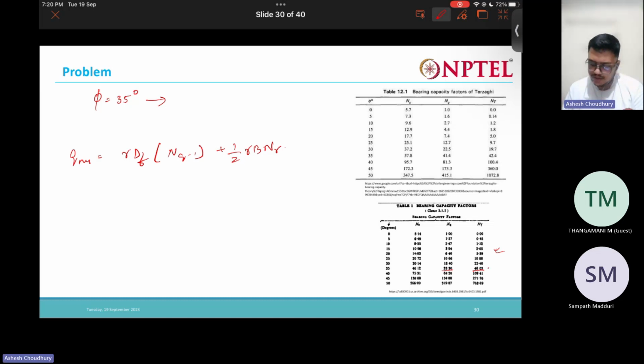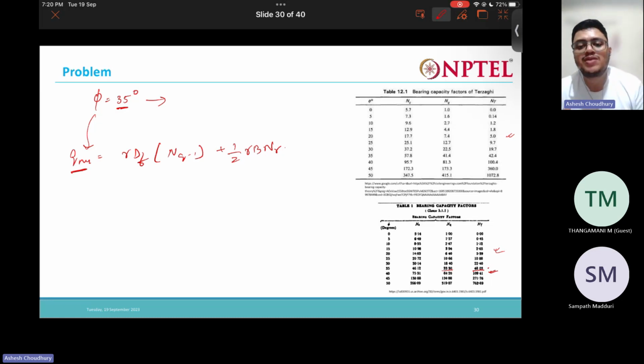So if you want to use those, I think it's better to use the net ultimate bearing capacity equation from the IS code. But if you are using 35 degrees and Terzaghi's equation, then I think it's appropriate to use the Terzaghi bearing capacity factors. So there might be some confusion in that, but there is no need to worry in the examination.